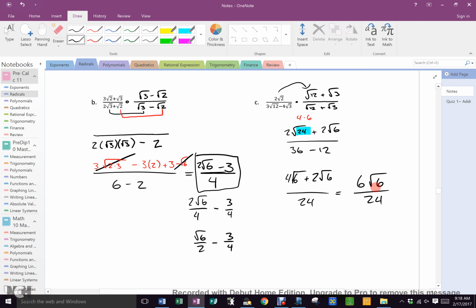Are we happy? Isn't that root 6 over 4? Why? Because of that. Is everybody okay? Going once. Going twice. Sydney.